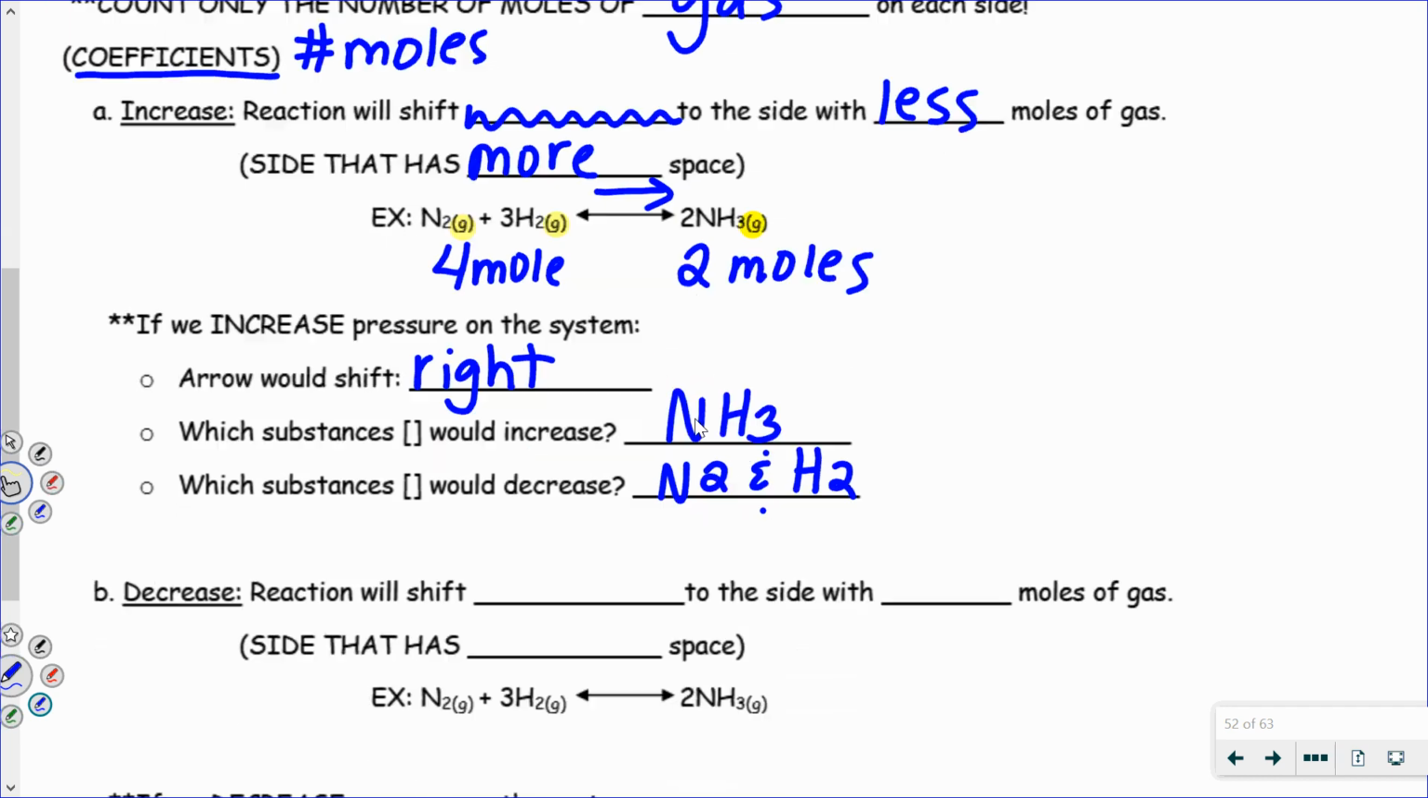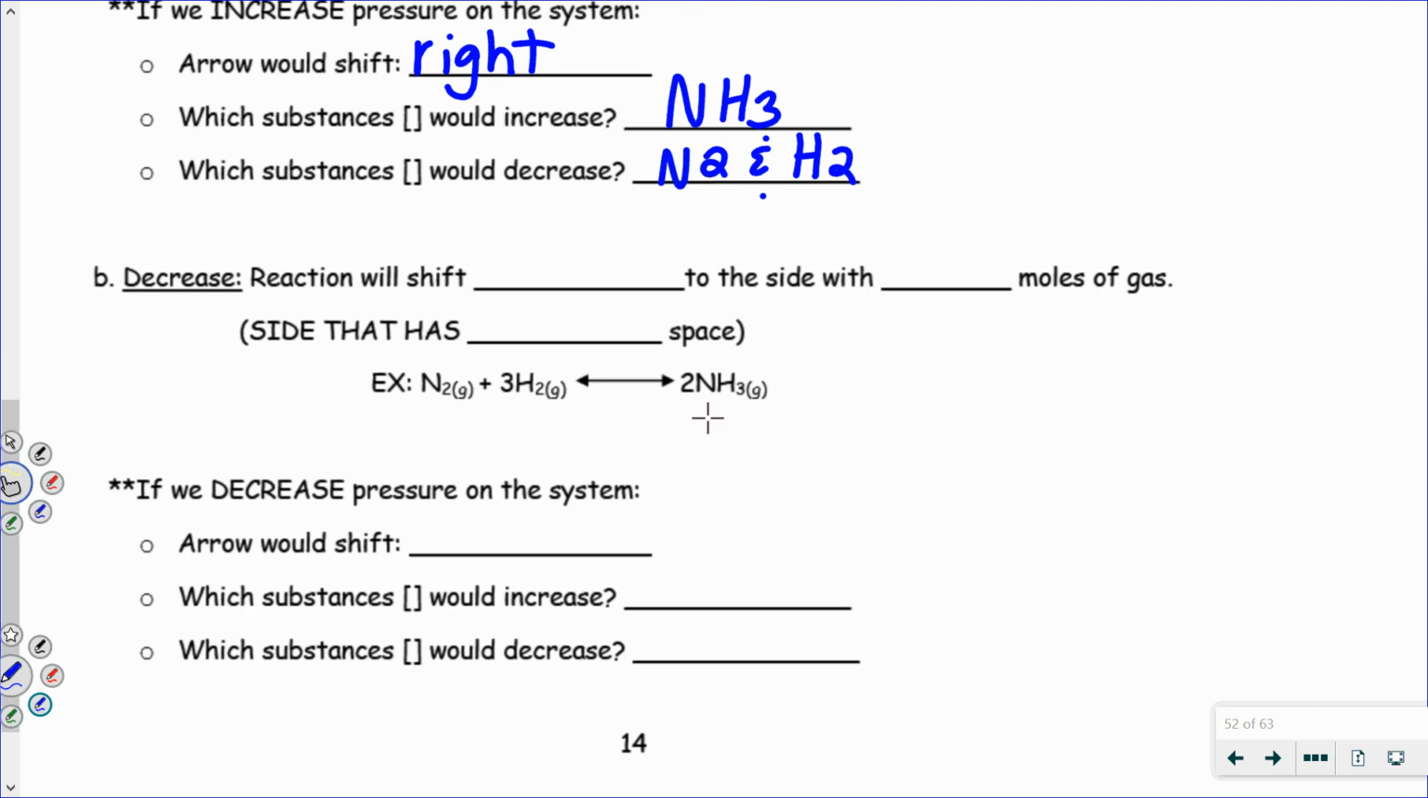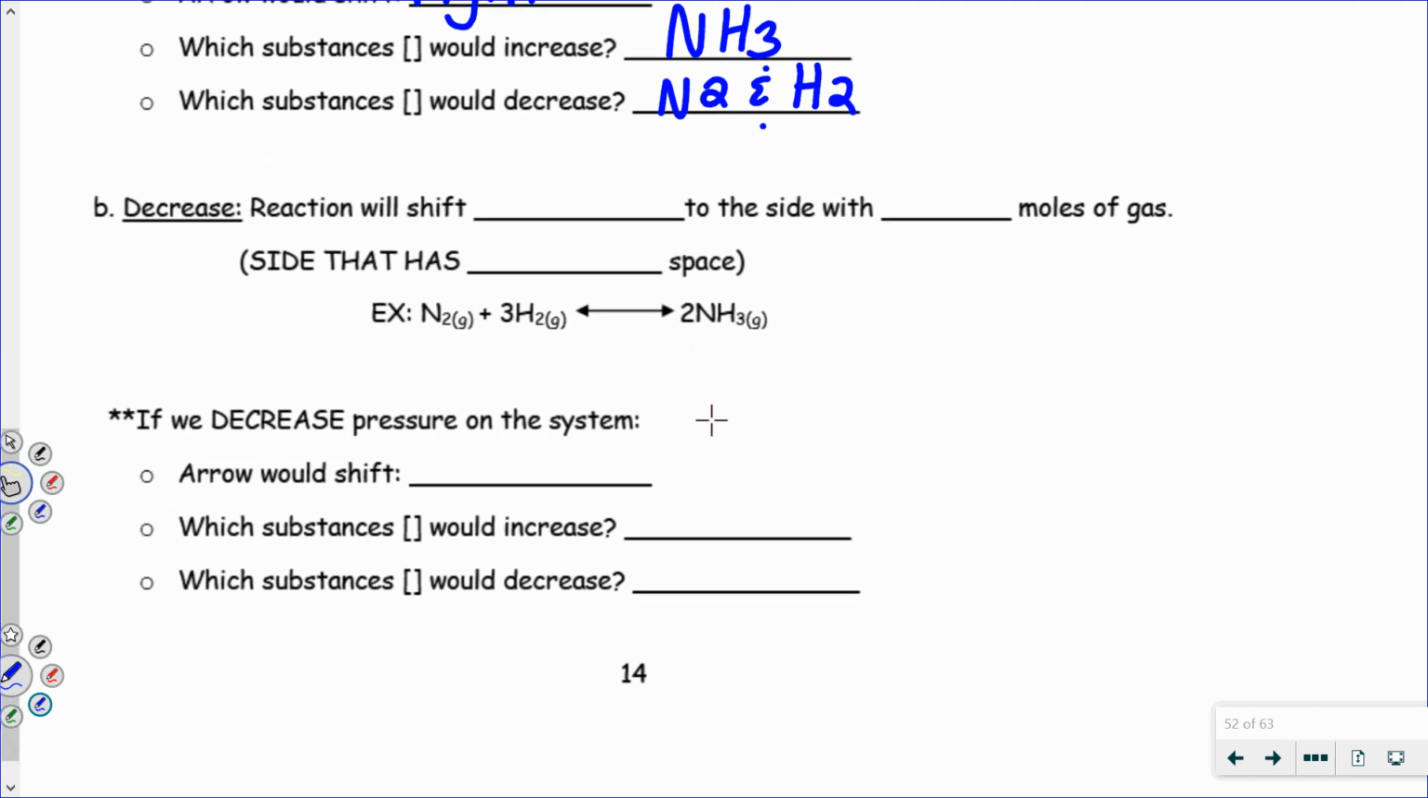All right, let's look at if you decrease the pressure. And this will be the last thing we do today, decrease the pressure. So think about relieving, you're not squeezing anymore. If you decrease the pressure, the reaction is going to shift to the side with more moles of gas. So that's the side with less space.